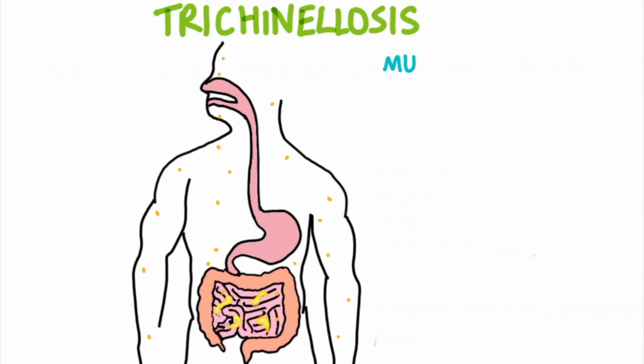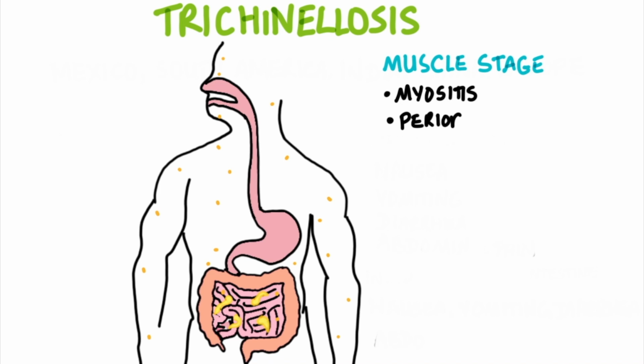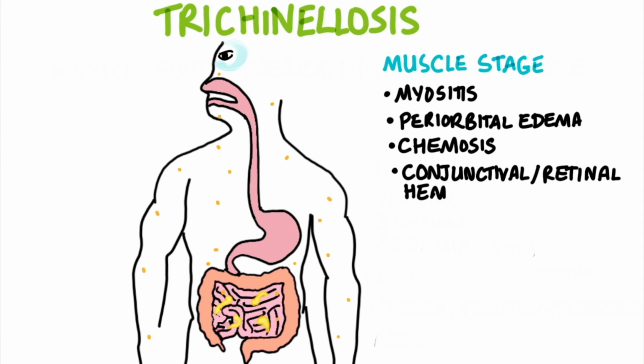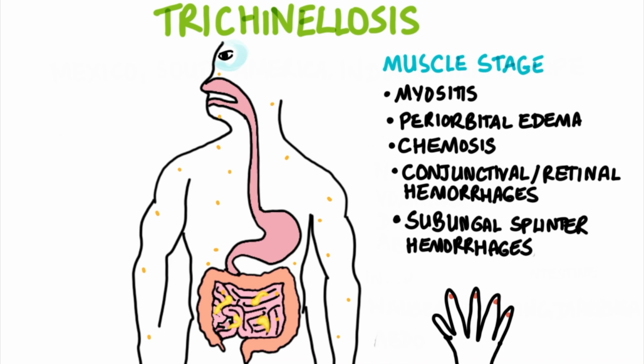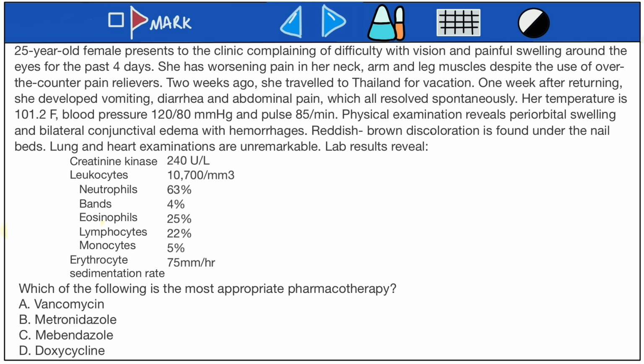This is called the muscle stage, where patients develop the classic trichinellosis symptoms such as muscle pain or myositis, periorbital edema or swelling around the eyes, chemosis or swelling of the conjunctiva, conjunctival and retinal hemorrhages, as well as subungual splinter hemorrhages. Let's jump into a question.